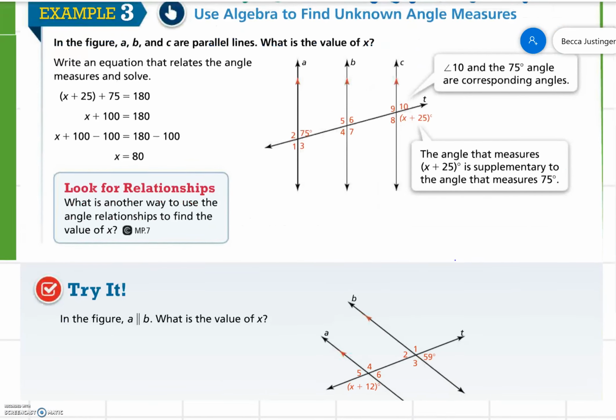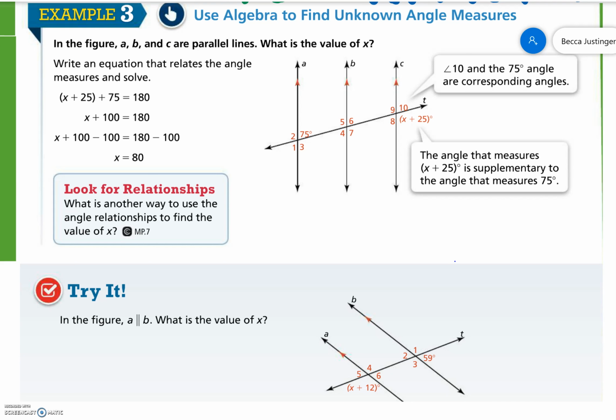Use algebra to find unknown angle measures. Figure A, B, and C are parallel lines. What is the value of x? Well, if I know that this is 75, the other ones that I know are 75, I'm going to highlight. Those are all corresponding or vertical angles. So then I see I'm trying to solve for x, and I know that x plus 25 is there. And the angle 10 with that x plus 25 makes a supplementary angle.